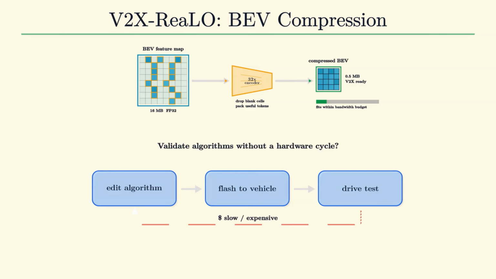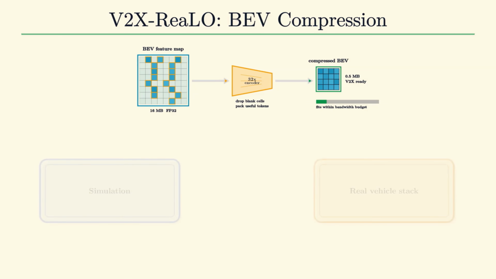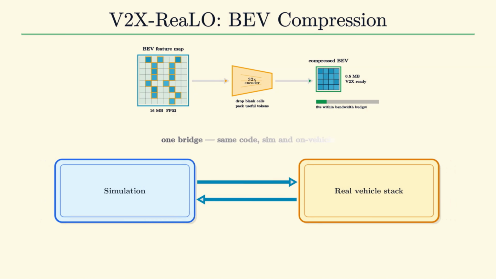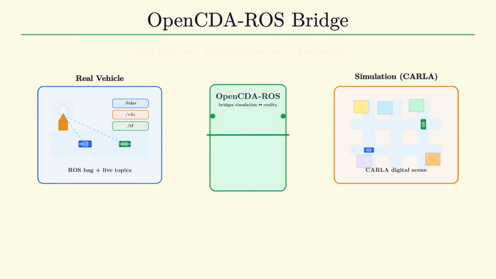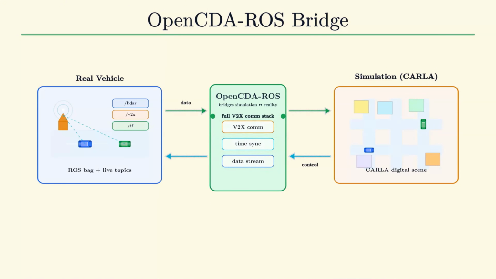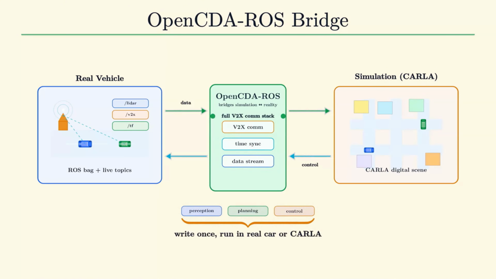How do you develop and validate these algorithms without requiring a full hardware cycle for every change? The answer is a principled bridge between simulation and the real vehicle stack. Developing and testing these systems requires the ability to run the same code in simulation as on real hardware. OpenCDA-ROS bridges simulation and reality. It implements the full V2X communication stack so that code written for the CARLA simulator can run directly on real vehicles with no algorithmic changes.